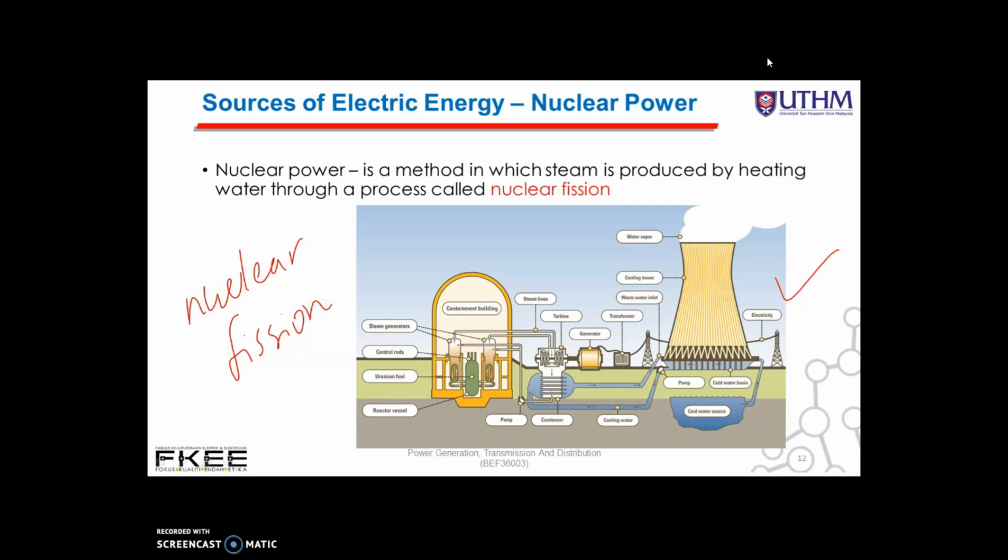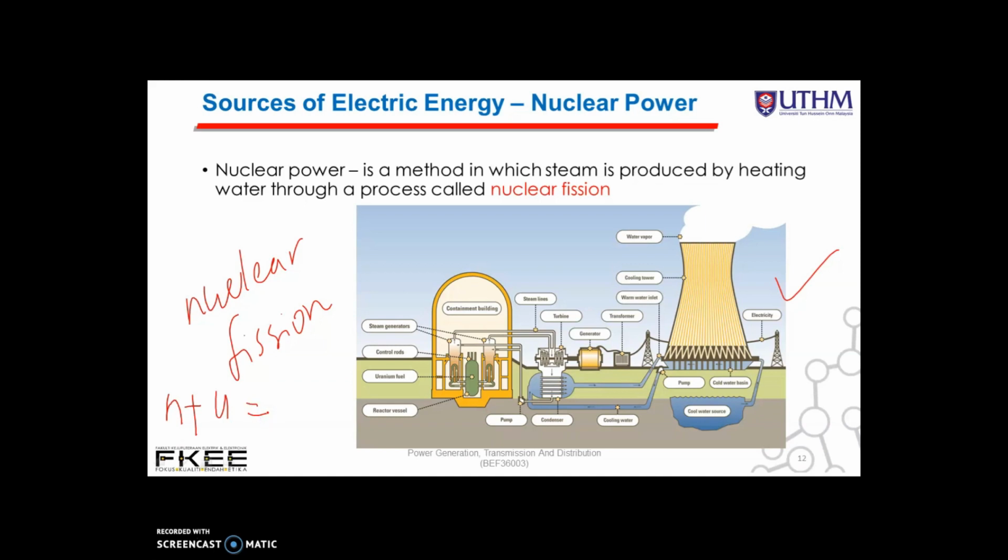In nuclear fission, atoms are split apart, which releases energy. All nuclear power plants use nuclear fission, and most nuclear power plants use uranium atoms. During nuclear fission, normally a neutron will collide with the uranium atom.